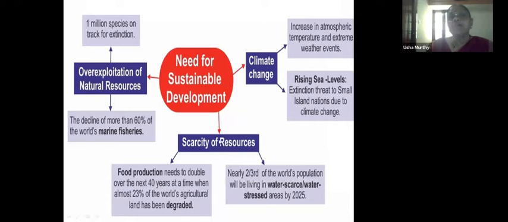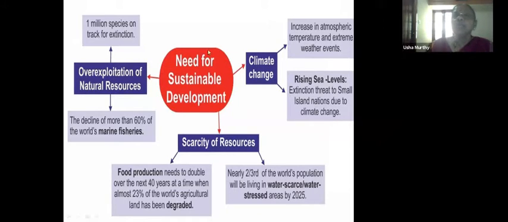And apart from these two, the other impact is climate change. Climate change increases the atmospheric temperature and extreme weather events, and also the rising sea levels. There is also a threat of extinction, and island submergence should be there. Because of climate change, these problems are also there.